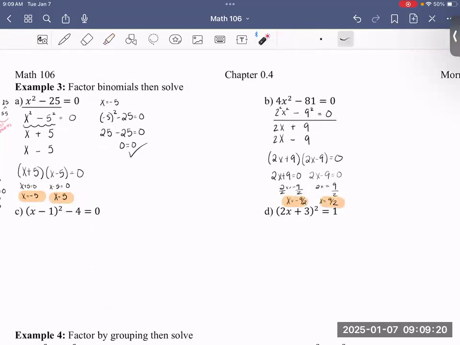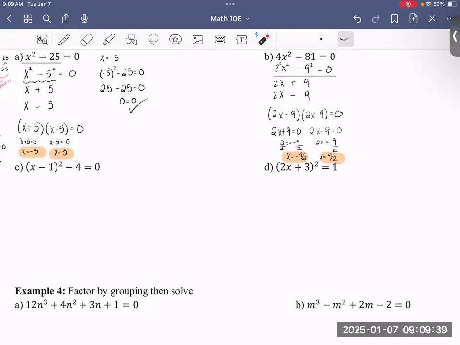Now keep in mind quadratics, these are all quadratics. All of these are quadratics. We can have 2 solutions. We could have none, we could have 1. What's going to come up is that if you have 3 solutions, something is wrong.